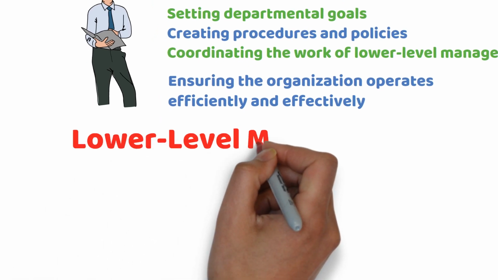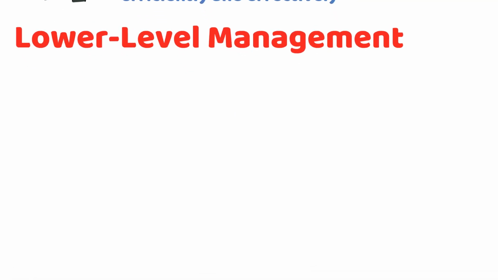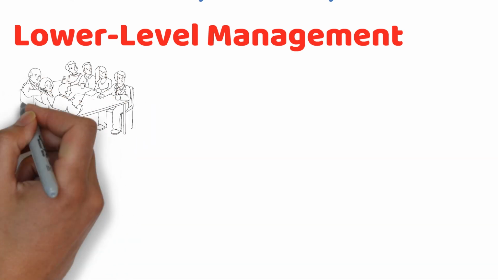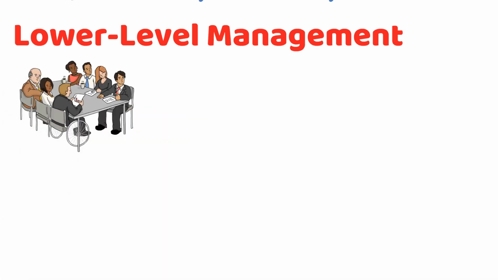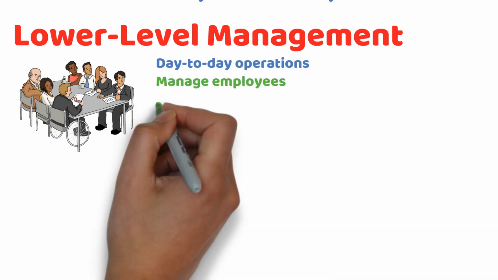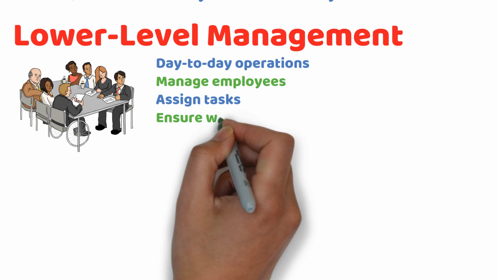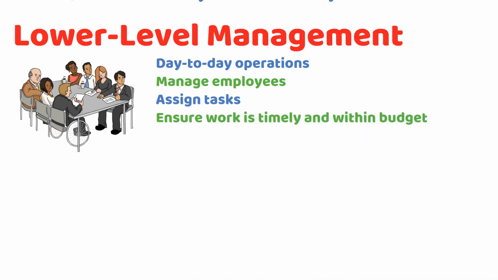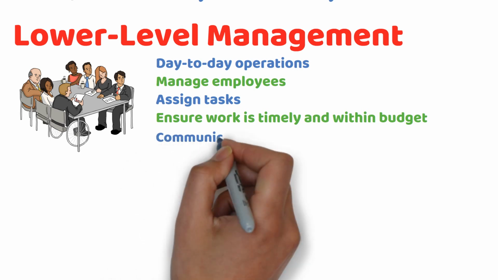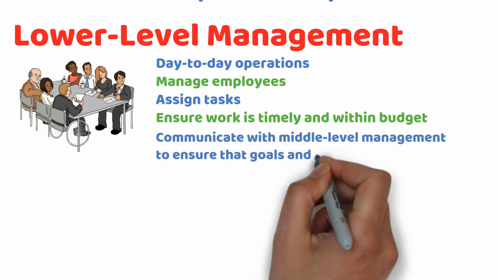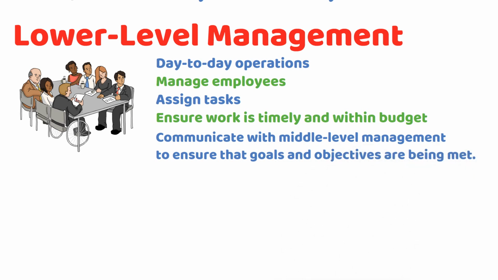Third is lower-level management. Lower-level management comprises supervisors and other managers overseeing the organization's day-to-day operations. They manage employees, assign tasks, and ensure work is timely and within budget. Lower-level managers also communicate with middle-level management to ensure that goals and objectives are being met.